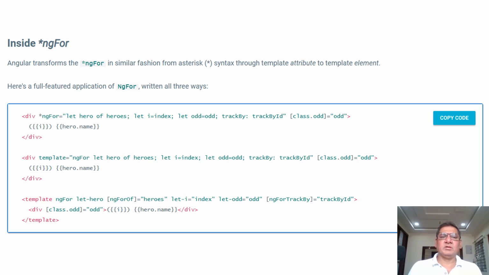From heroes, see, heroes is the main object, an array of objects. That one is passed from there to hero. Hero means single, heroes is a number of values, and hero would fetch a single row from heroes. So we have one record in hero. From that object we are just fetching the name value. Like that we can use the ngFor structural directive.